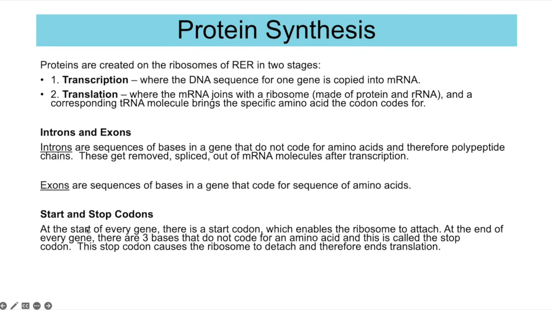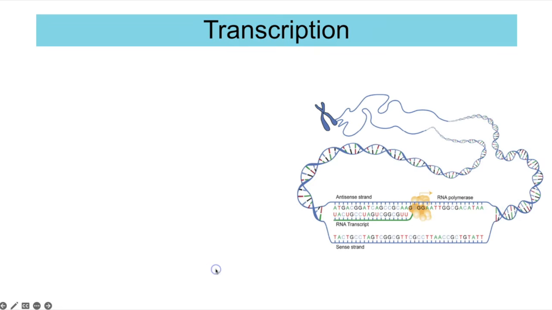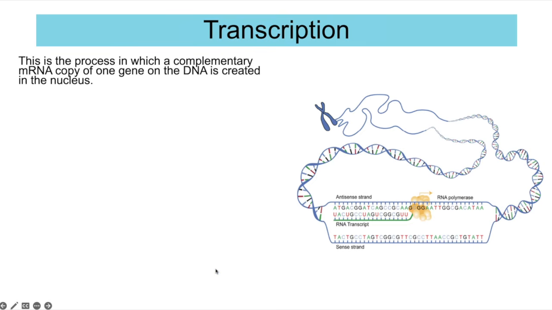There's also start and stop codons. So at the start of every gene, there is a start codon, which is 3 bases, which will code for a particular amino acid, which will initiate translation. The stop codon is the final 3 bases at the end of every gene, and these will not actually code for any amino acid, and as a result it causes the ribosome to detach and therefore it stops or ends translation. So let's go through the 2 stages then.